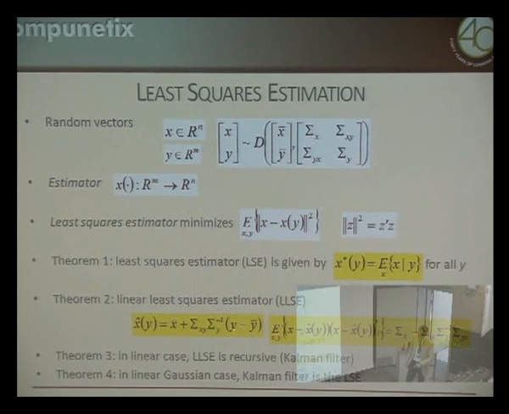Affine, really, but a linear function. And so this is the result, that the linear least squares estimator for x given y is, as shown, dependent on the statistics of x and y. And many of you may have seen this.